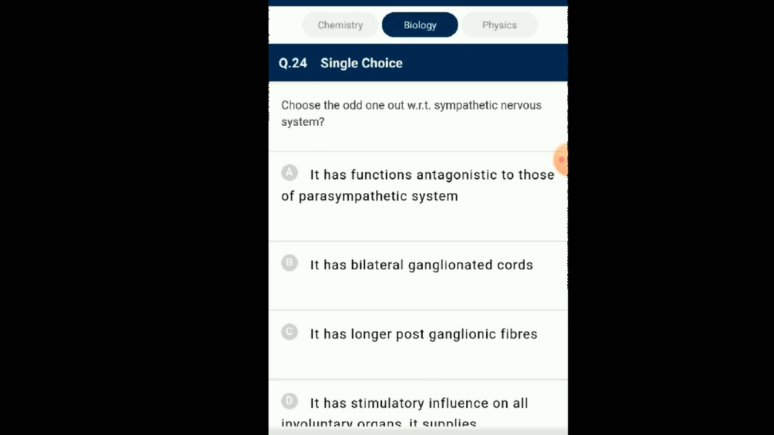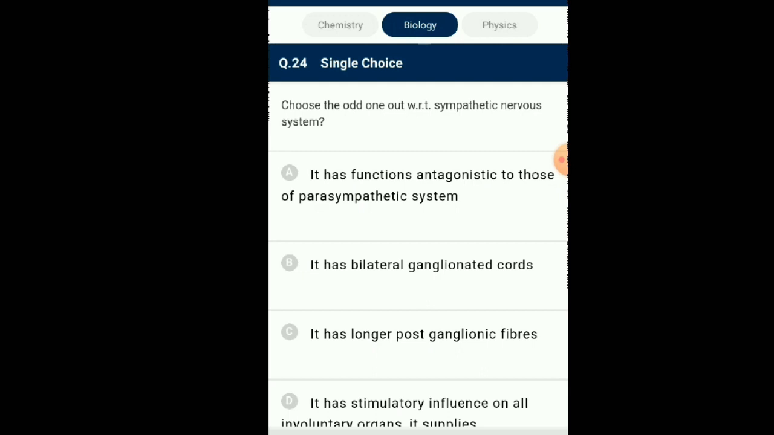Question number 24. Choose the odd one out. Sympathetic nervous system. Autonomic nervous system is a system which controls internal environment or working of visceral organs. It gives response to internal receptors and is involuntary. It contains only motor nerve fibers. It is made up of two components, sympathetic nerve system and parasympathetic nerve system.